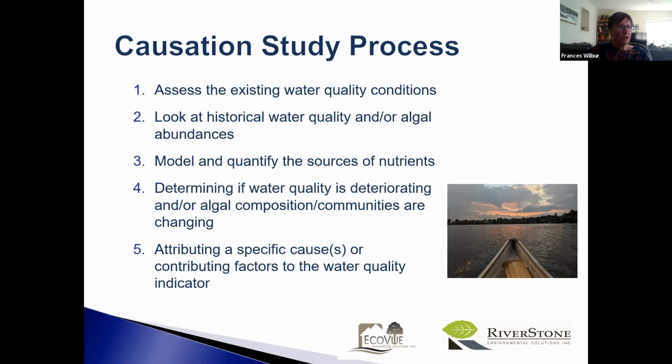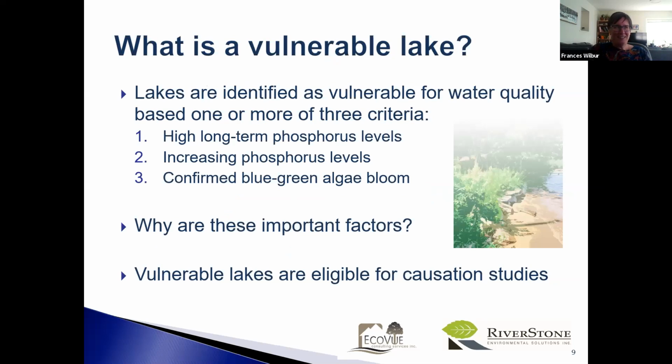There is a process outlined in the official plan for each causation study, but as we indicated, the process is outlined and then we refine it for each lake as we go. The overall study process is to assess the existing water quality conditions, look at the historical water quality, model and quantify the sources of nutrients, determine if water quality is deteriorating, and attribute a specific cause or contributing factor to the water quality indicators. So this is the process that's outlined in the official plan. And as Al gets into it, he will talk to you about the specifics of Leonard Lake, and the technical side of the presentation.